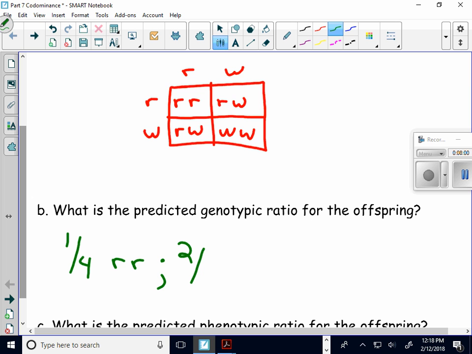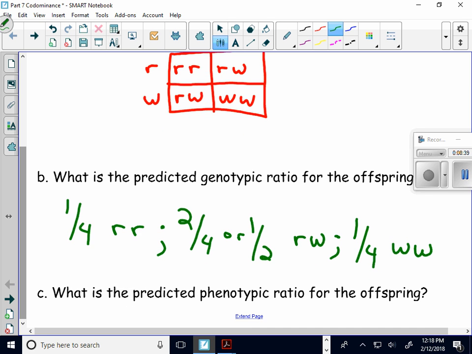2 out of 4, or could I put 1/2? Yeah, I could put that, because 2 out of 4 really is 1/2. So 1/2 are lowercase r, w. I put my semicolon. And finally, 1/4 are lowercase w, lowercase w. So that is my genotypic ratio.